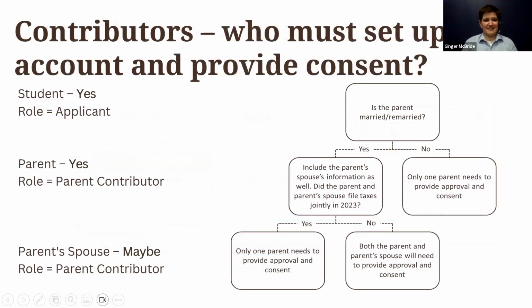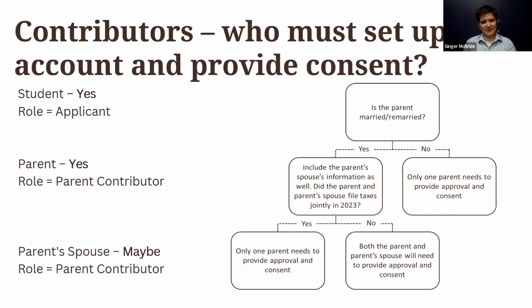Speaking of that studentaid.gov account, when identifying who must set up an account and provide consent, it's going off of whether the people who are identified as the parents were married and filing jointly in 2023. So if we follow the flow chart here, if the parent is married or remarried, then it'll be going off of whether they filed their taxes jointly in 2023. And if they did, only one parent needs to provide the approval and consent on behalf of those tax filers.